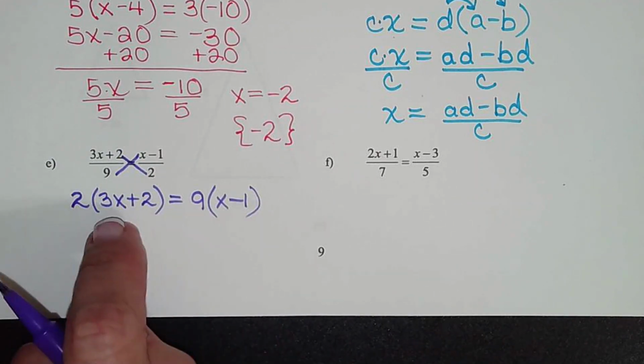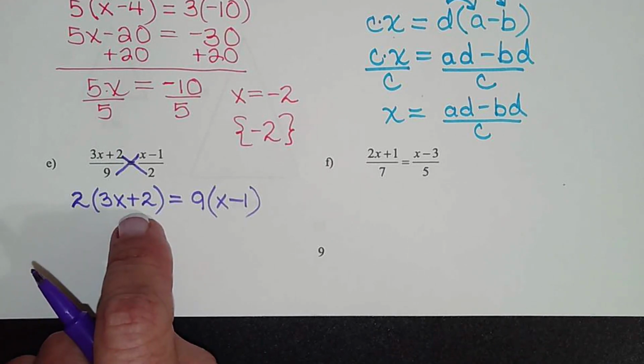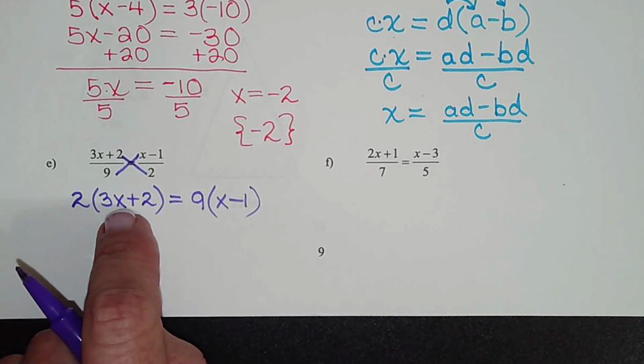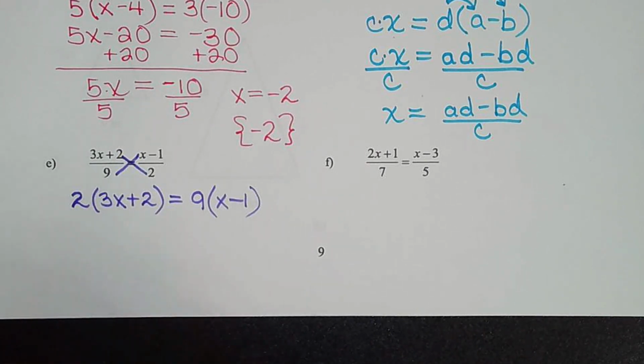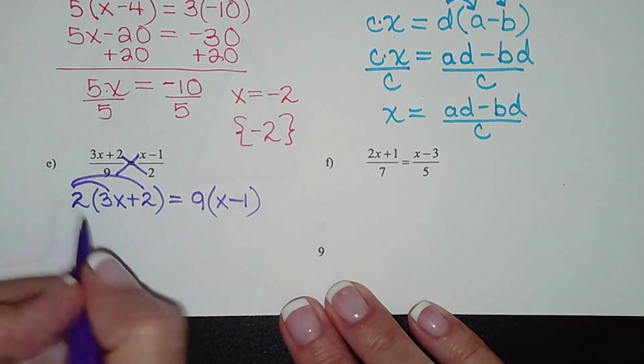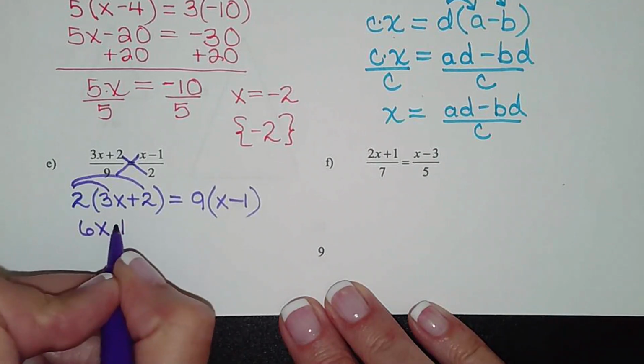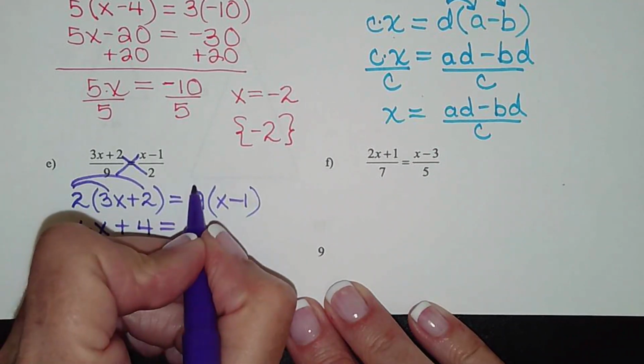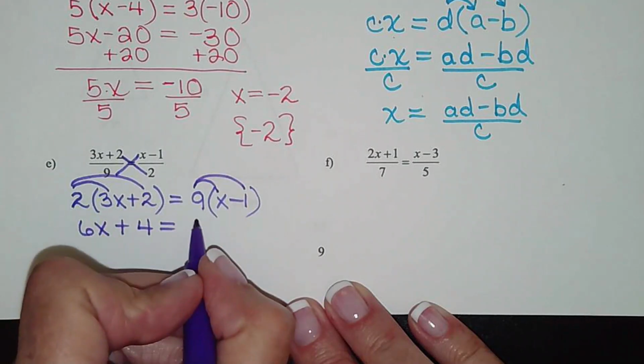But lots of times students forget the parentheses and they miss these, because then you'll only be multiplying the 2 by the 3x and forget that it also needs to be multiplied by the 2. That's why the parentheses are required. So with this side, we get 6x plus 4 equals 9x minus 9.